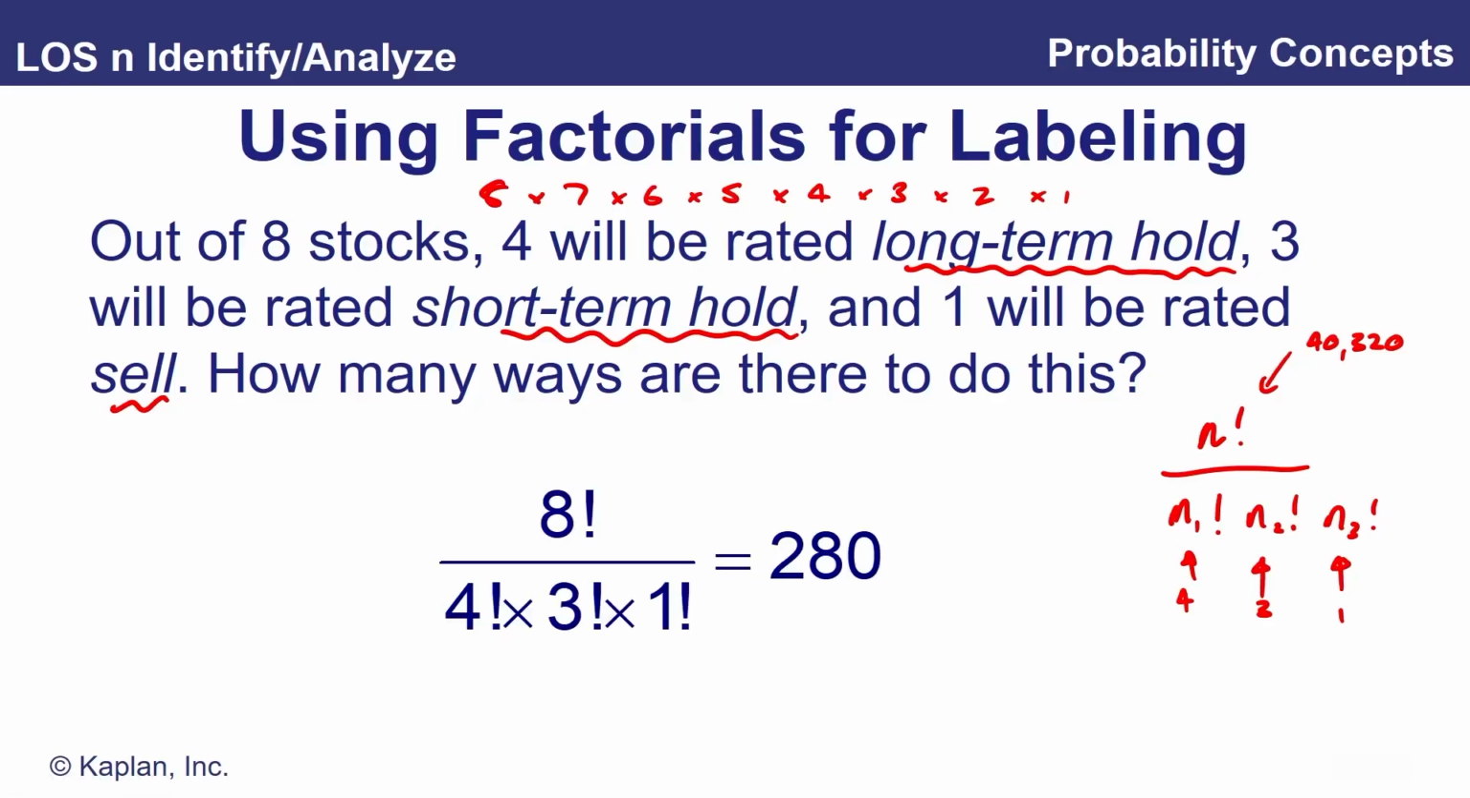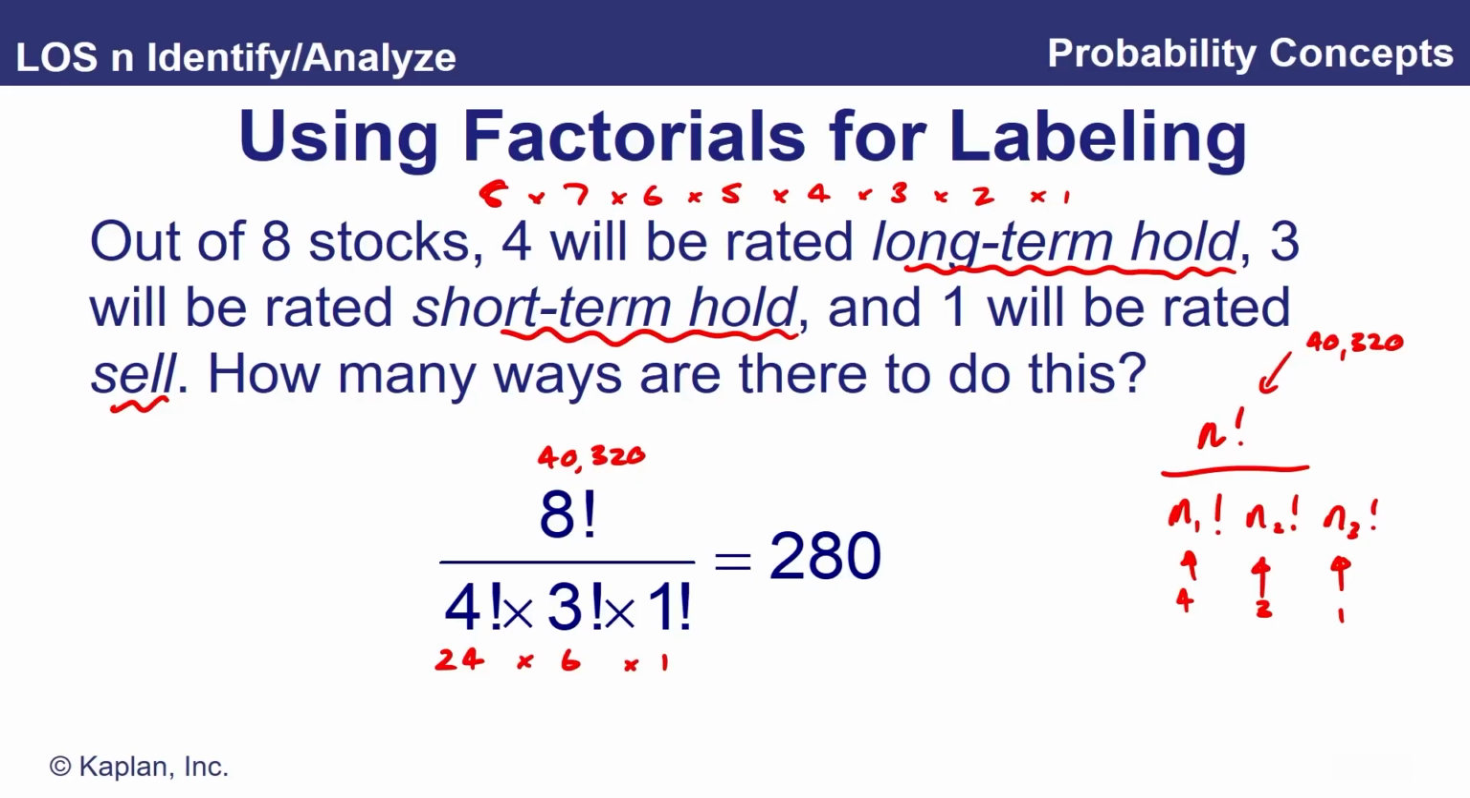Okay, so 8 factorial, we've already said, is 40,320. Let's work out 4 factorial and 3 factorial. So 4 factorial is 24. 3 factorial is 6, 3 times 2 times 1. And 1 factorial, that's nice and straightforward. 1 factorial is, of course, 1. 1 times 1. Got to multiply those together.